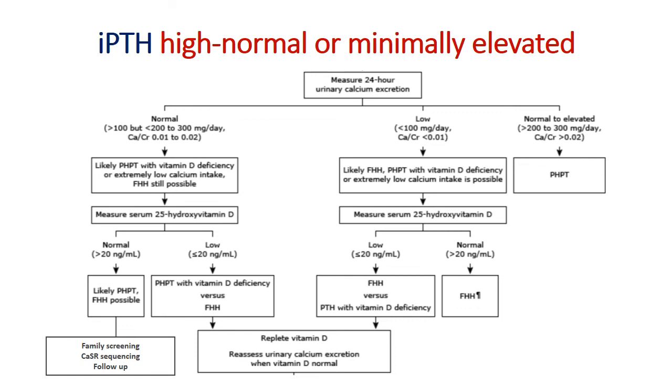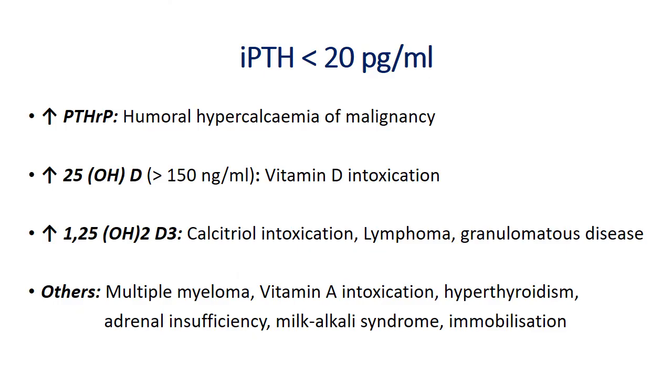If it is low, you replace vitamin D and reassess the urine calcium excretion. If the urine calcium excretion is still low, you can then stamp that this patient has familial hypocalciuric hypercalcemia. And if after vitamin D repletion the urine calcium goes up, in that case the patient was having primary hyperparathyroidism with vitamin D deficiency.